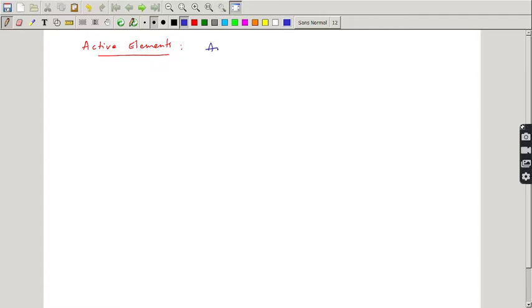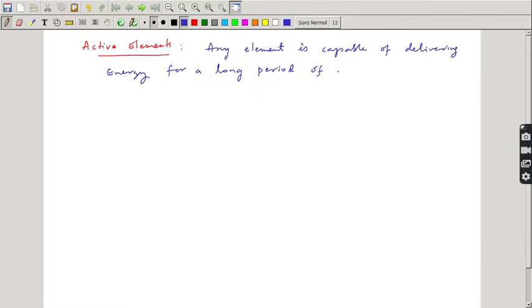So you can write: any element capable of delivering energy for a long period of time is known as an active element.